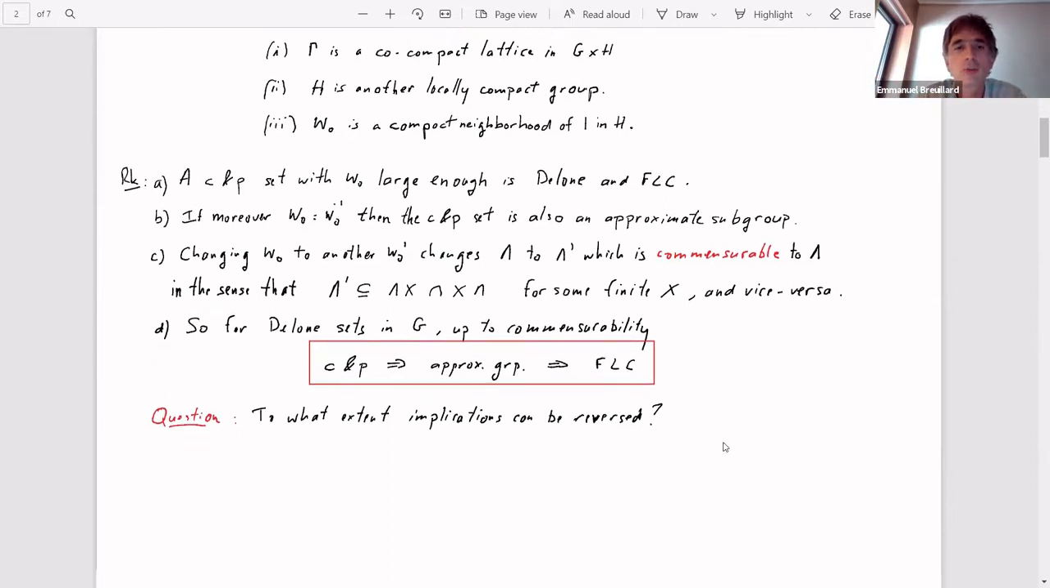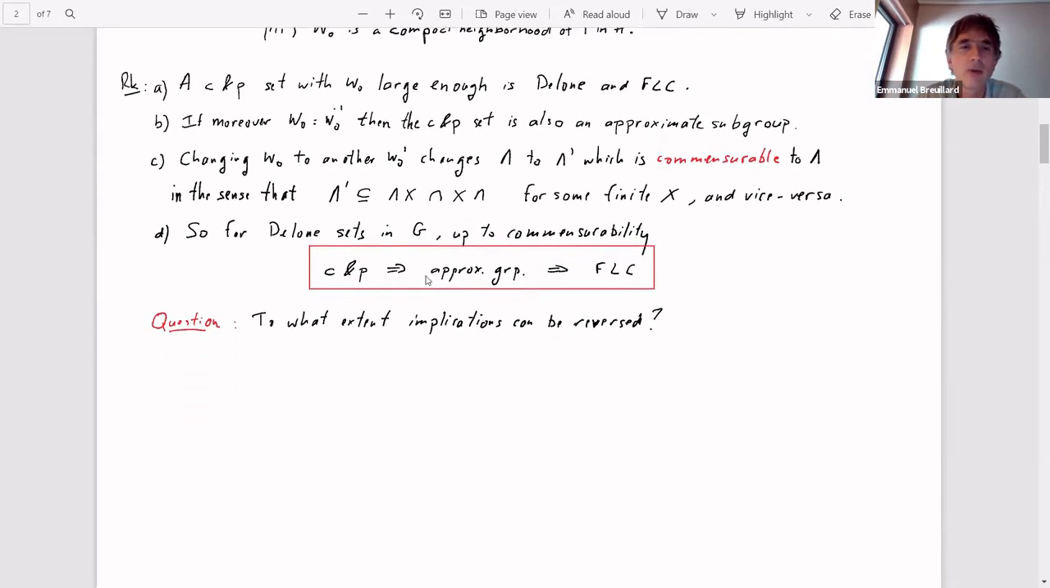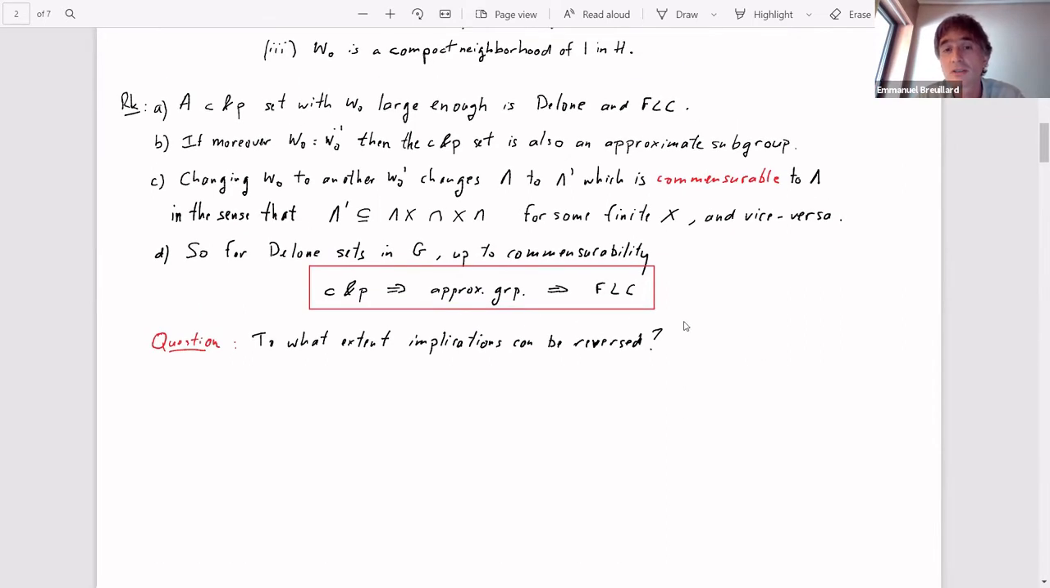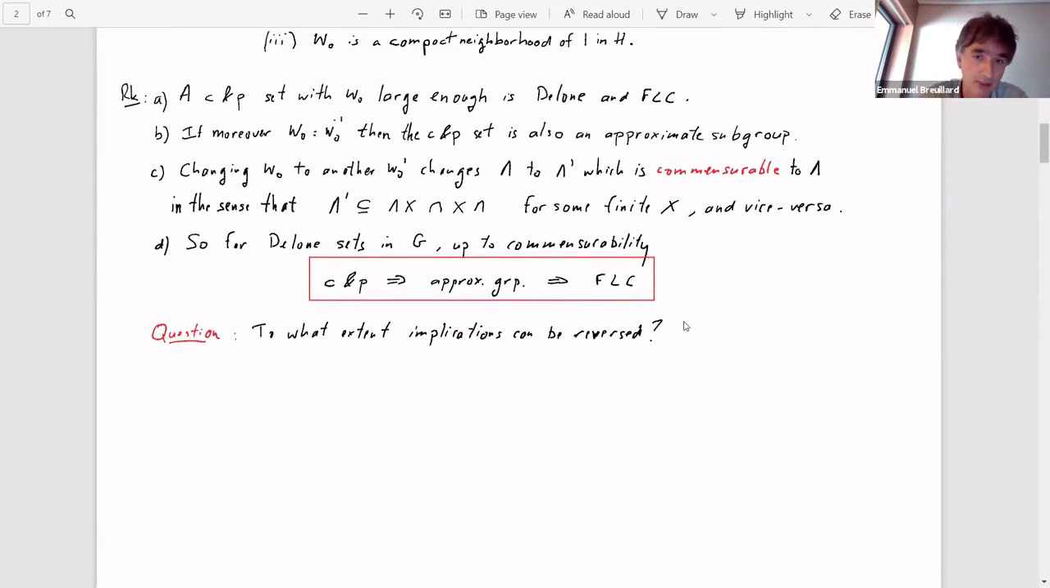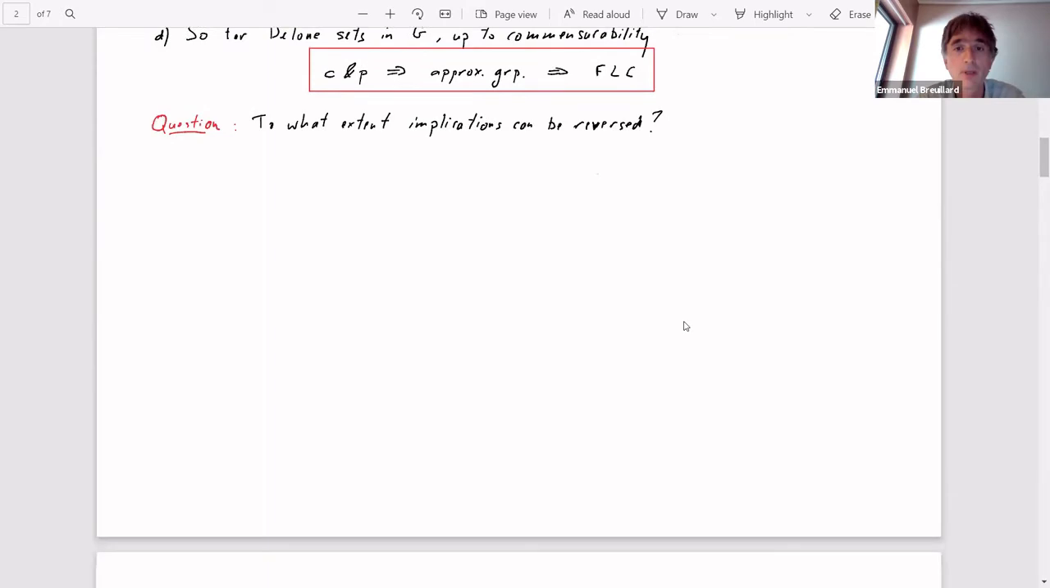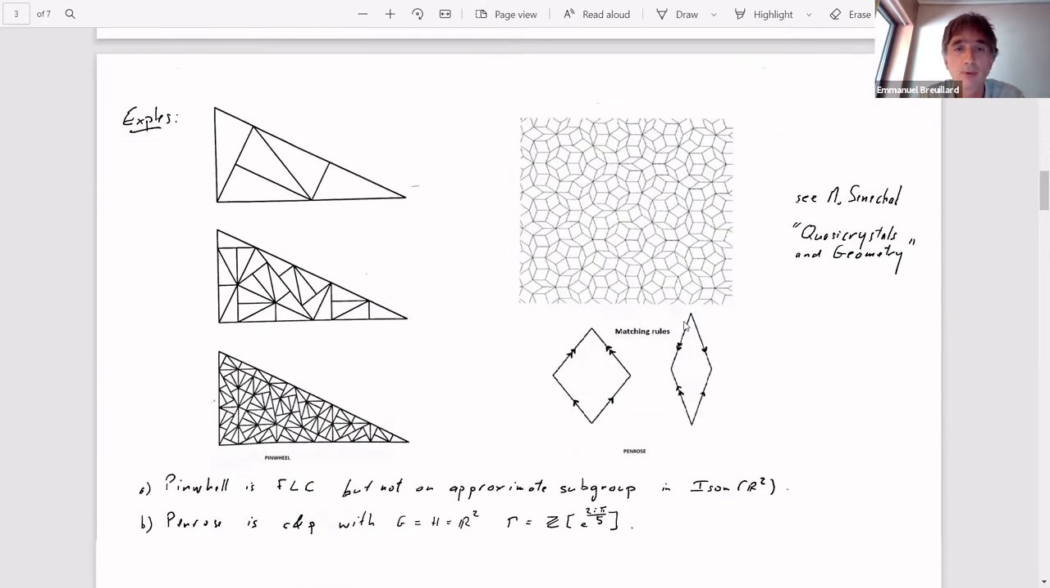Okay, so to summarize what we discussed so far, we have defined families of Delaunay sets, and the more constrained family is the family of cut and project sets, which implies that they are approximate subgroups, which implies that they are FLC. So the natural question is to ask: can these implications be reversed? So let me give you some examples.